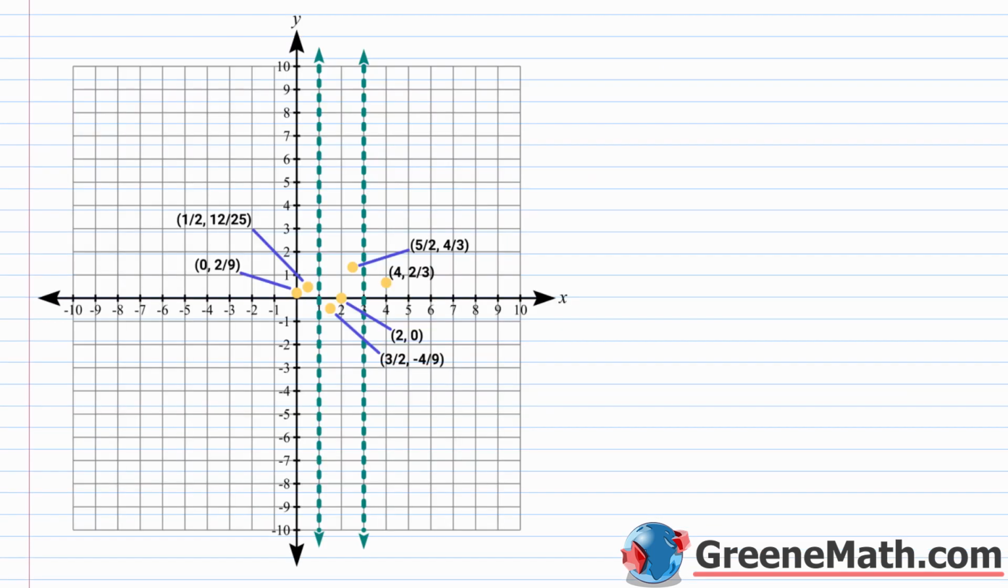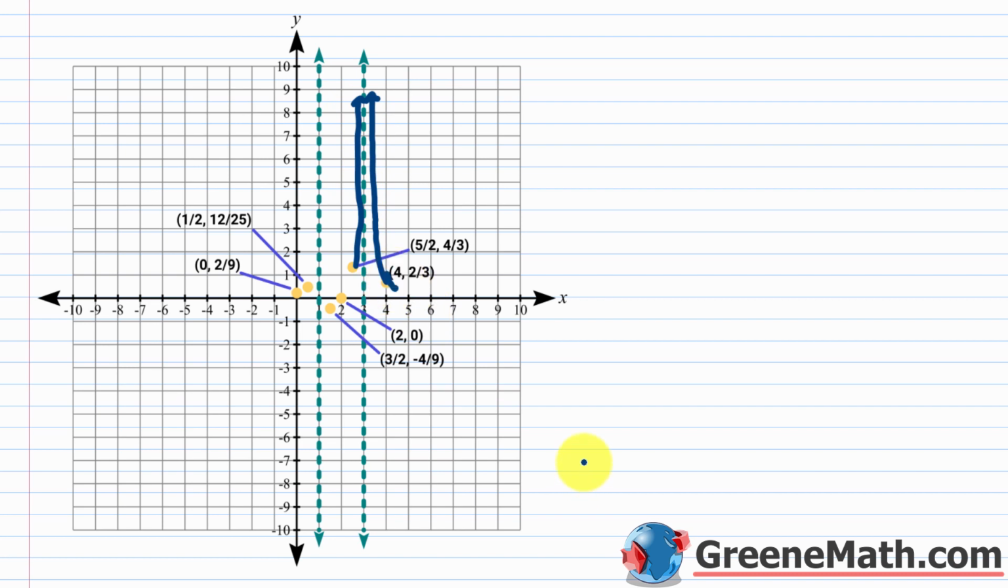Okay, putting everything together, here's your 0 comma 2/9. Here's your 1/2 comma 12 over 25. This is your 3/2 comma negative 4/9. This is your 2 comma 0. This is your 5/2 comma 4/3, and this is your 4 comma 2/3. Again, I know with this one right here, the multiplicity was even. So that tells me this is going to go up like this, and this is also going to go up like this. And so I can draw this.